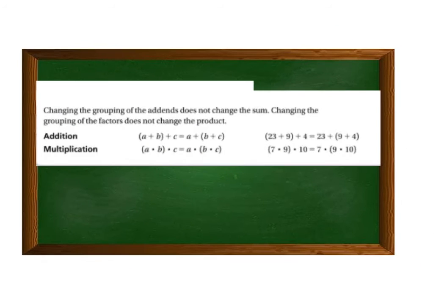Next one. So for this next one, it is when we are changing the groups of the addends, we don't change the sum. So let's go ahead and take a look at the algebra. We've got a plus b plus c outside of parentheses is the same as a plus b plus c inside of parentheses. So we're just moving those parentheses around. That is called the associative property.